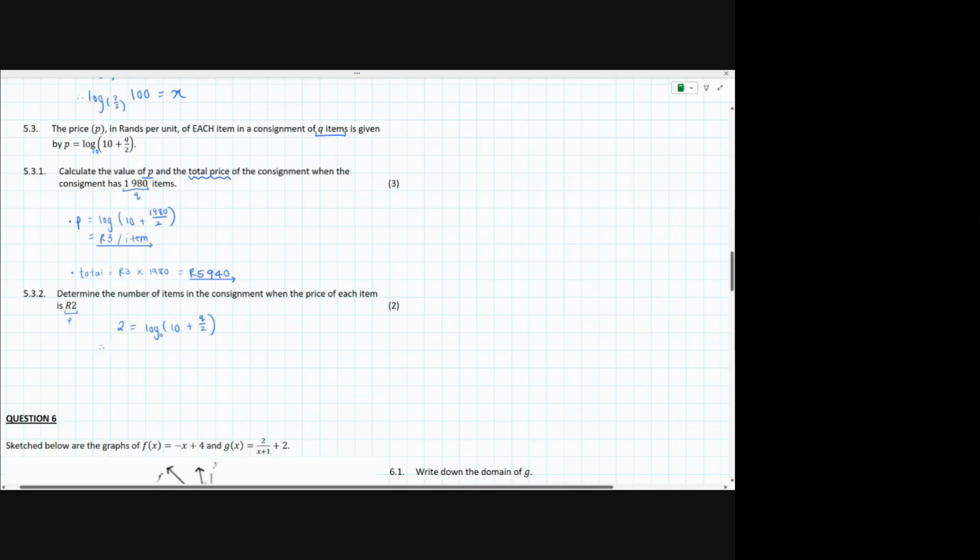So your base is the 10. So base 10 to the power 2 would be equal to 10 plus Q over 2. We're going to convert back to exponential form. So 10 to the power 2 is 100 equals 10 plus Q over 2. Minus 10 on both sides, 90 is equal to Q over 2. Times both sides by 2, 180 is equal to Q. So there were 180 items when my price per item was 2 rand.